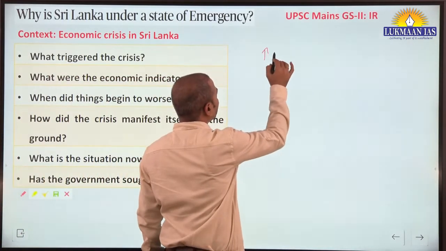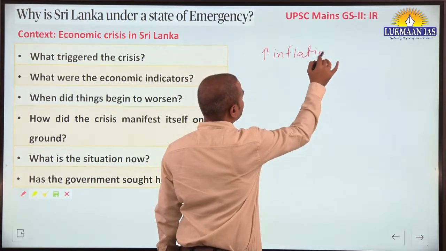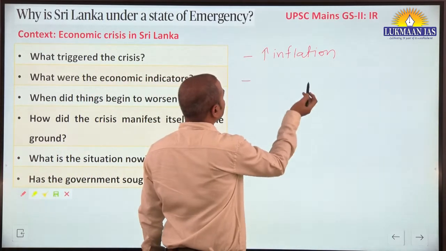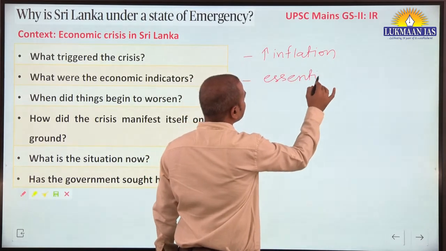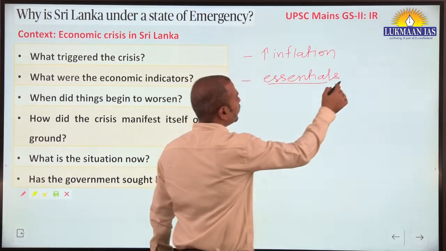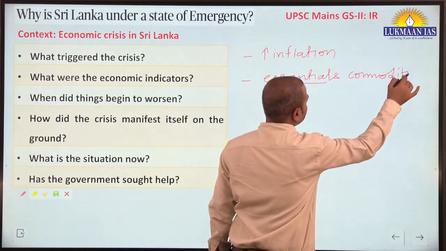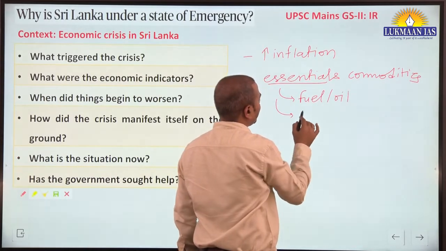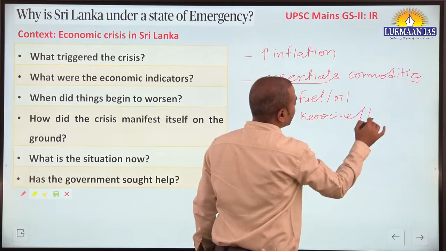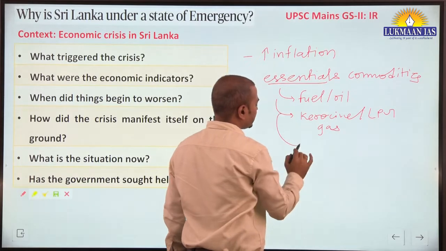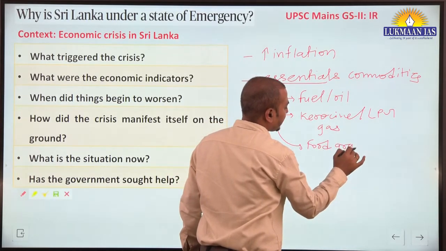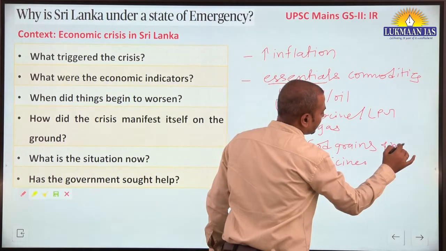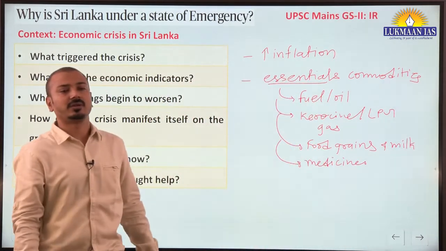So on the ground there has been a very high level of inflation in the last several months, and because of that common people faced a lot of problems. The inflation crept into the essential commodities. High prices of essential commodities, for example fuel, crude oil, then you can talk about kerosene and LPG gas, food grains, medicines, all this faced a lot of problems.